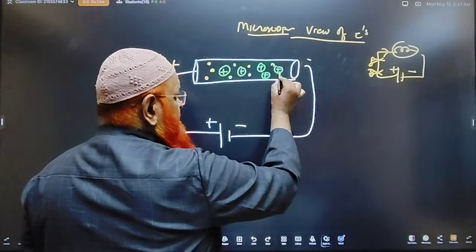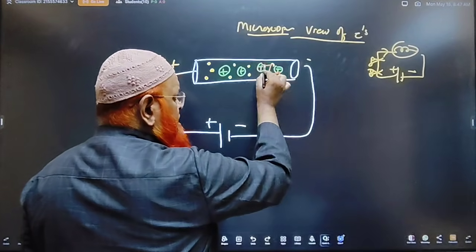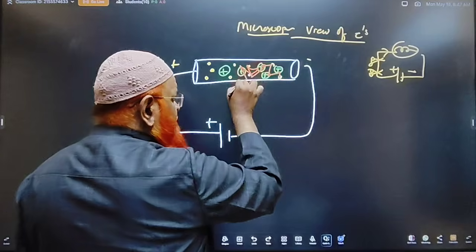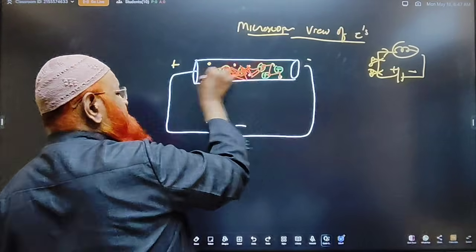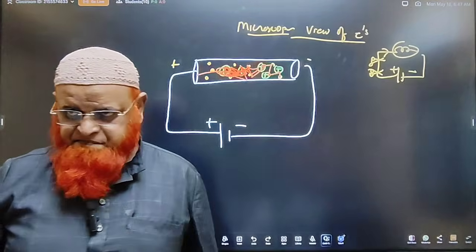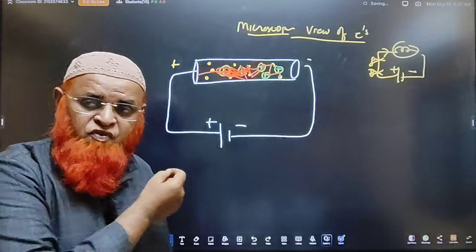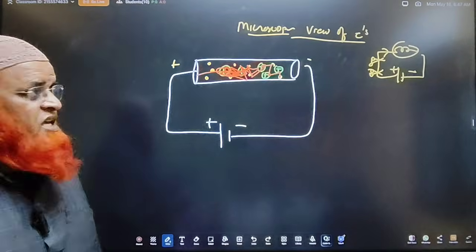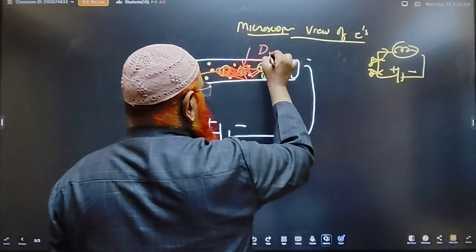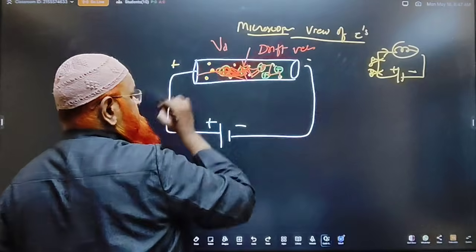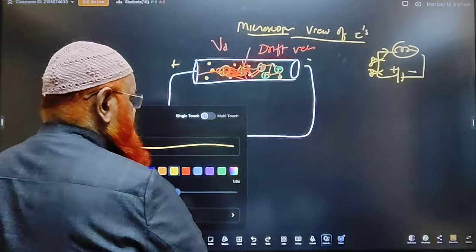This electron collects an ion. Again one more ion, one more electron, one more ion, one more electron. So after taking multiple collisions like this, it moves forward. It will not go straight. It takes multiple collisions and moves forward, and that type of velocity is called drift velocity. This is called drift velocity.